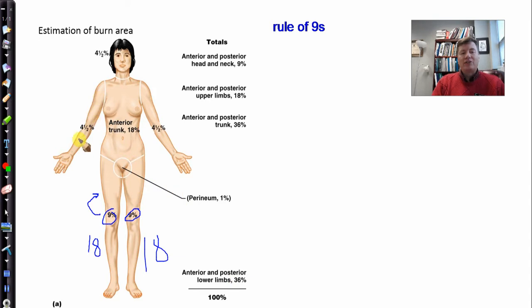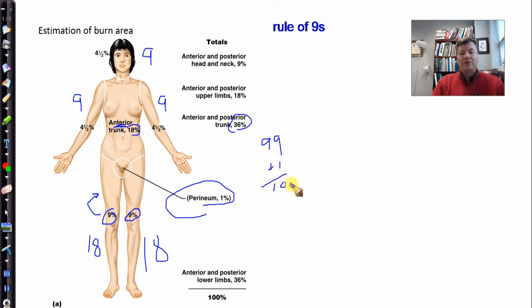Each anterior surface of the arm is 4.5, or the whole arm itself is 9, and same over here. The entire surface area of the skin of the head is 9. The anterior trunk, this front part we see, is 18, as well as the posterior trunk is 18. So together, anterior and posterior trunk is 36. So all that together will be 99%. And then we include 1% for the perineal area, so that gives us 100%.